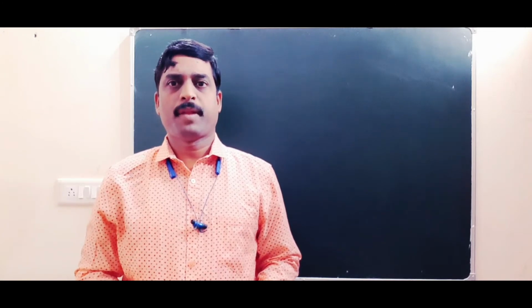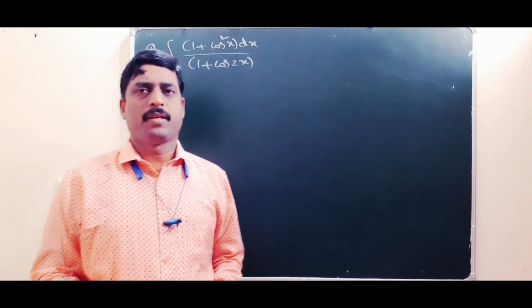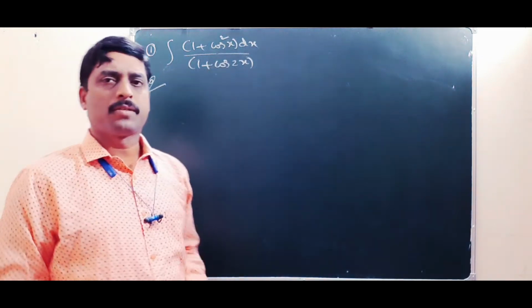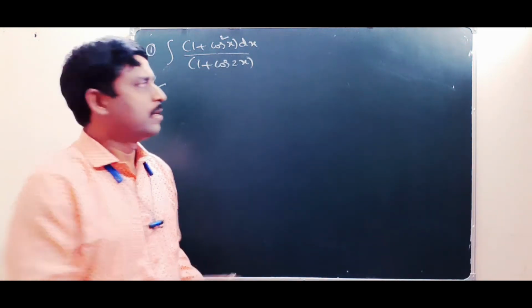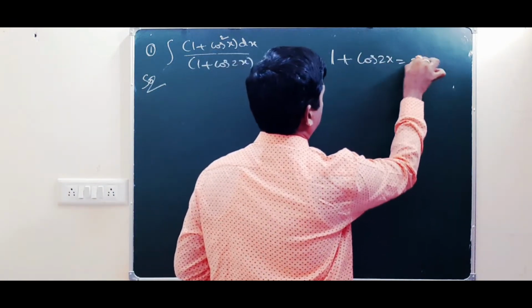Today I would like to explain integration problems. Now, let me explain question number 1: integral of (1 plus cos square x) dx by (1 plus cos 2x). We have the formula 1 plus cos 2x equals 2 cos square x.